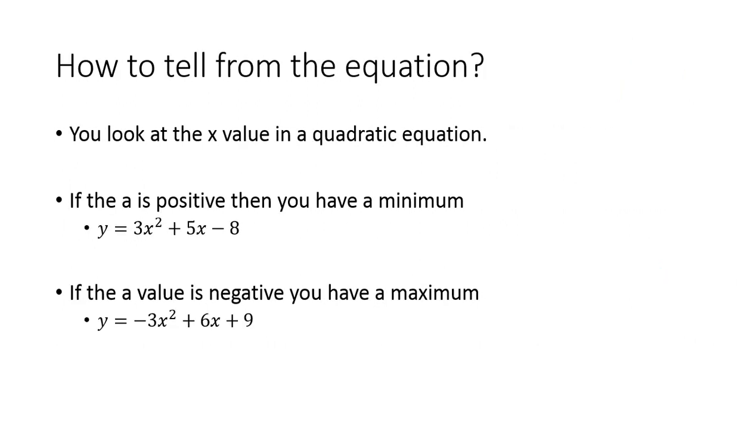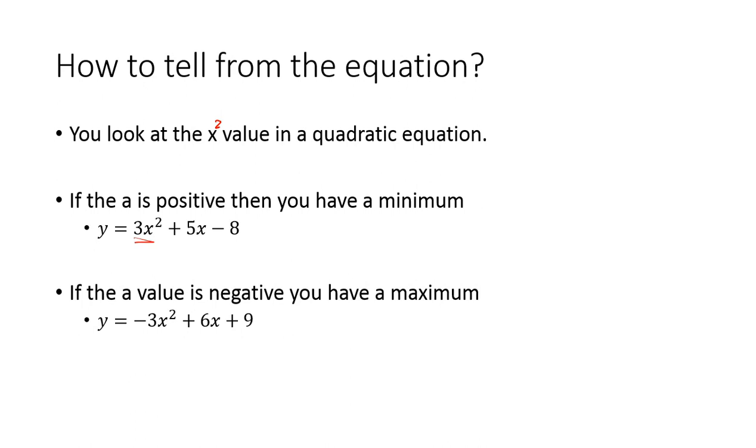So how do you tell just by looking at the equation? Let's say I just give you a function and ask, is there a max or a min? Again, you are looking at the x squared value, and the coefficient out front of it, or we could say just the a value. So if the a is positive, then we're going to have a minimum.